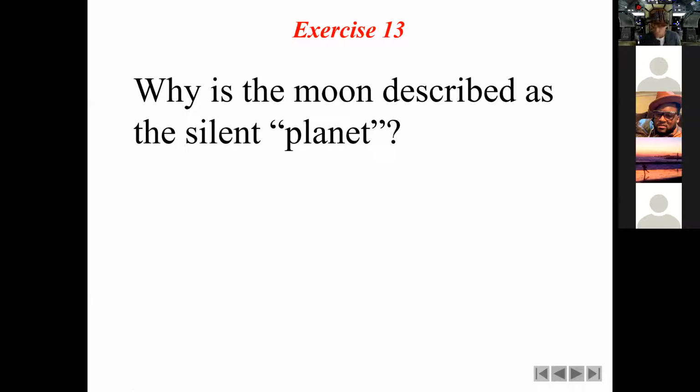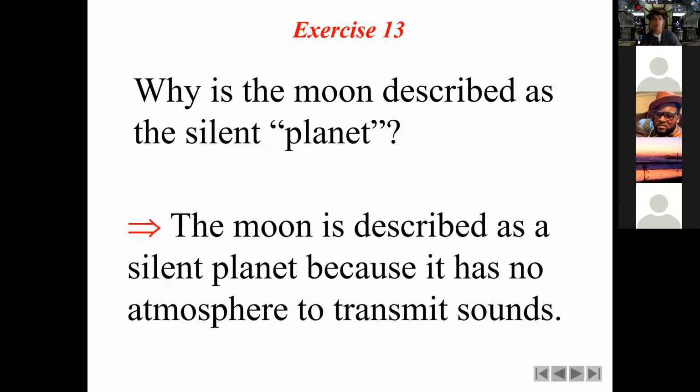So one, why is the moon described as a silent planet? And the reason is there is no atmosphere on the moon. If there's no atmosphere, there's no air, there's nothing to transmit sound. So the moon is described as a silent planet because no atmosphere. Now, I think I mentioned this at one point when we were talking about gravity in the Earth's atmosphere. Most scientists believe that the moon once had an atmosphere. The moon's gravity is so much weaker than the Earth's gravity that those atmospheric molecules eventually just dissipated out into space, and now there's no atmosphere around the moon.